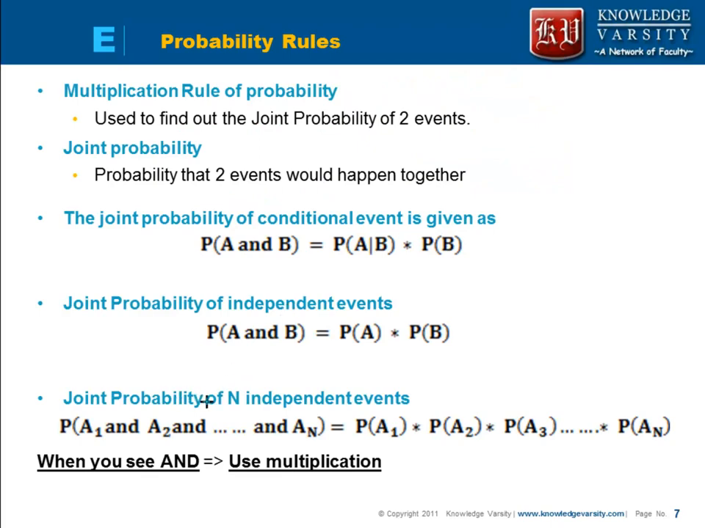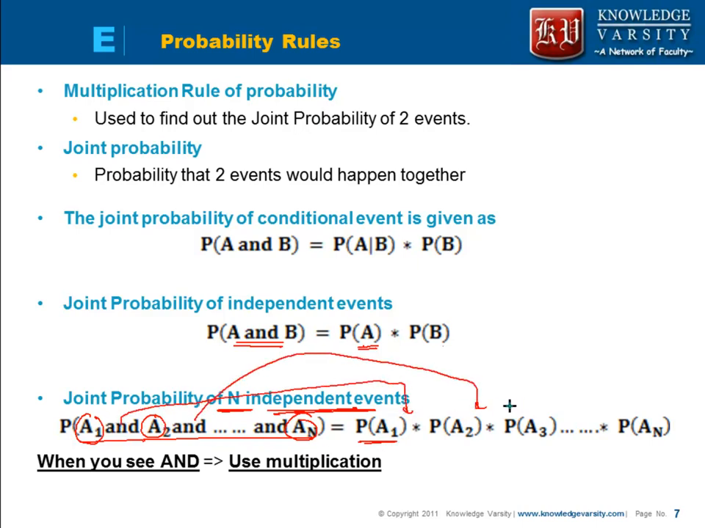Now if you want to know the joint probability of n independent events, we have seen for two independent events it is P(A) into P(B). If you have n independent events, that is A1, A2, up to AN, and we want to know the probability that all of these are going to occur at the same time, it will be equal to P(A1), and the AND should be replaced with multiplication. So P(A1) into P(A2) till P(AN). The idea is that whenever you see AND, you have to use multiplication.